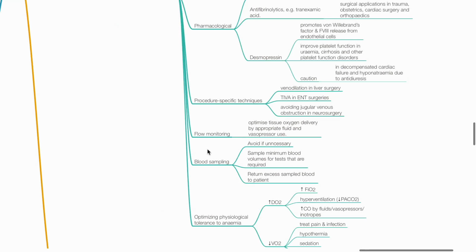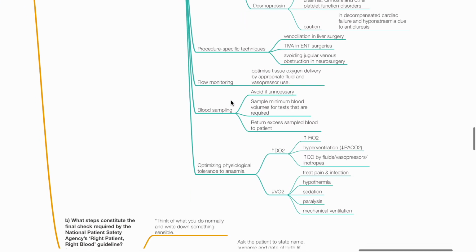Procedure-specific techniques such as venodilation in liver surgery, TIVA in ENT surgeries, and avoidance of jugular venous obstruction in neurosurgery. Flow monitoring, optimize tissue oxygen delivery by appropriate fluid and vasopressor use. Blood sampling, avoid if necessary, sample minimum blood volume for tests that are required. Return excess sample blood to the patient.